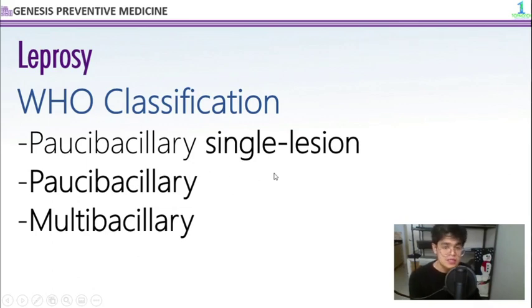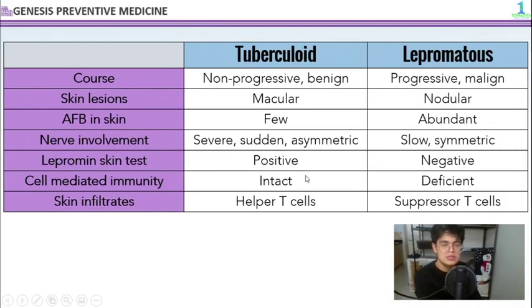So if they have 1 skin lesion, that is single lesion. 2 to 5, that is paucibacillary. Pauci meaning konti lang. Multibacillary, 5 or more lesions. This classification is important because the classification will dictate the treatment later on, as we will see.